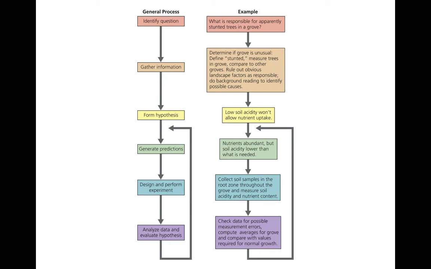You know what that means? What is responsible for apparently stunted trees in a grove? Why we got tiny trees is what it says. A stunted tree means we got all these normal trees, and then we got some tiny trees next to it.